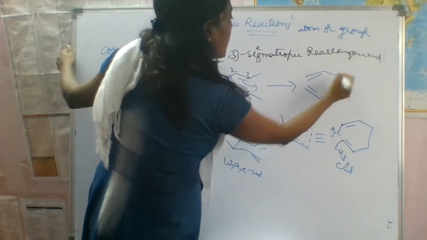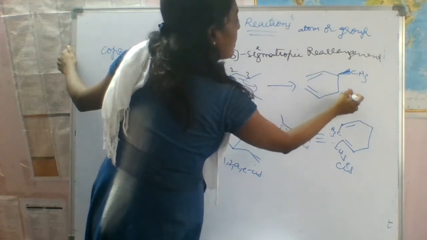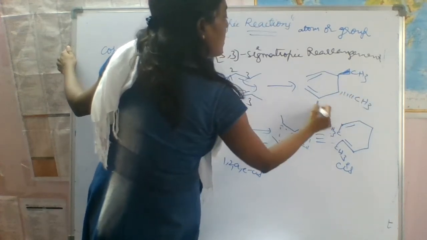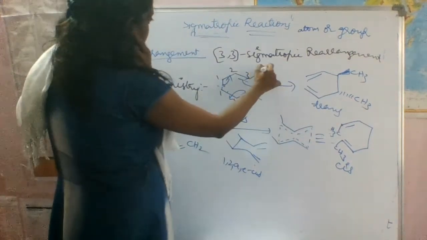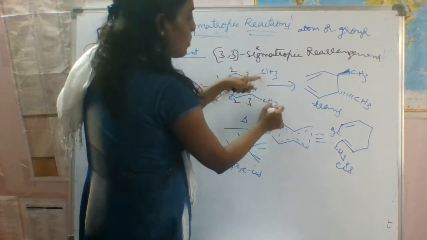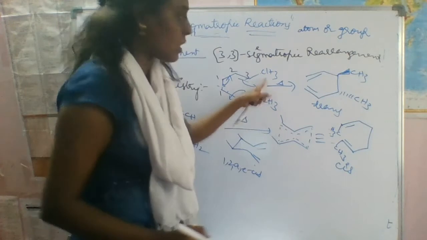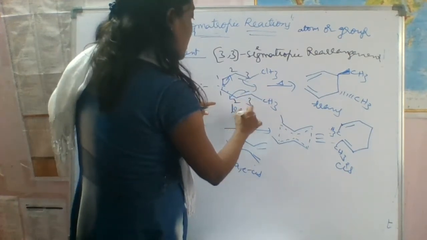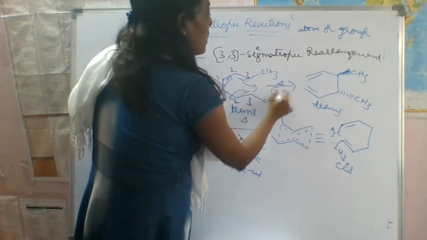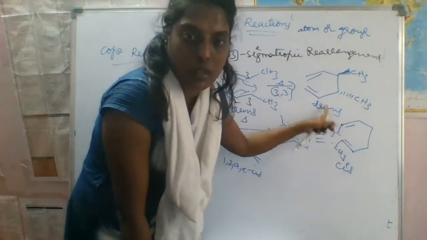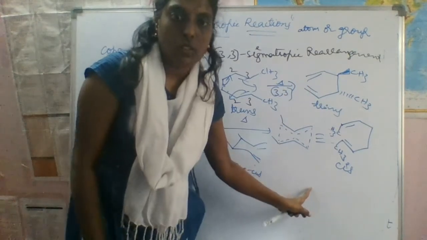Next, here double bond is there, and here CH3 is there. CH3 is there. It means trans. This is a trans one because these two methyl groups are opposite to each other. So that's why it is called trans configuration. So after the 3,3 sigmatropic reaction, it will give the trans configuration. So stereochemistry is retained here.